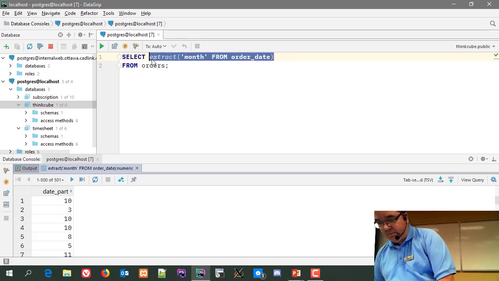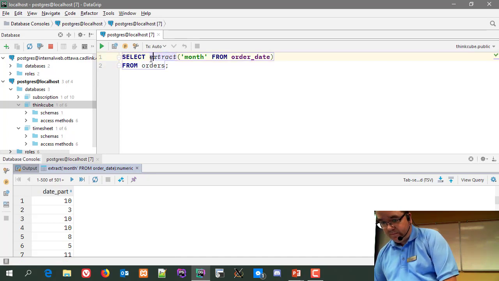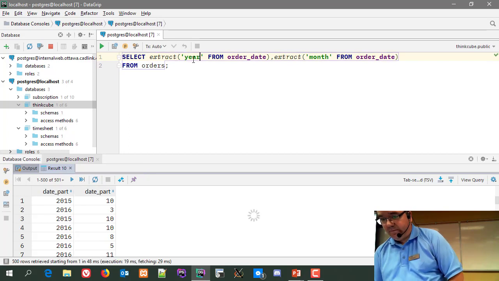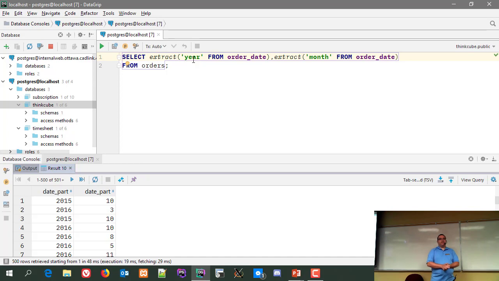They're strings. Year and month. So then I'm just pulling out that piece. Extract's really handy when you're playing with dates. It's a handy function.